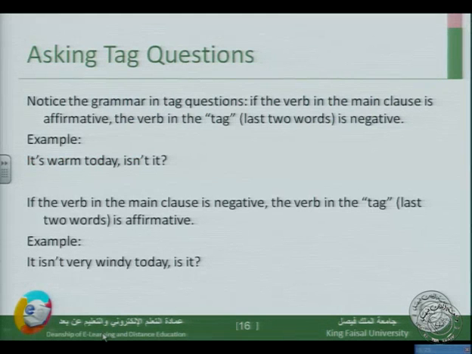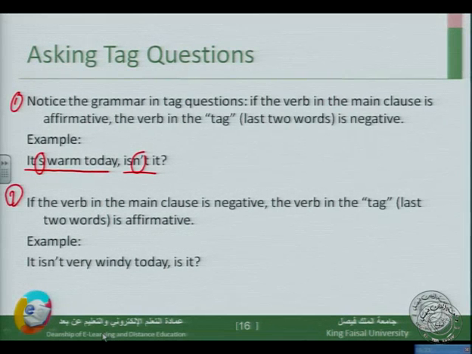Notice the grammar in tag questions. If the verb in the main clause is affirmative, the verb in the tag, which is the last two words, is negative. So if the verb in the main clause is affirmative, meaning positive, the tag question should be negative. This is the first rule.